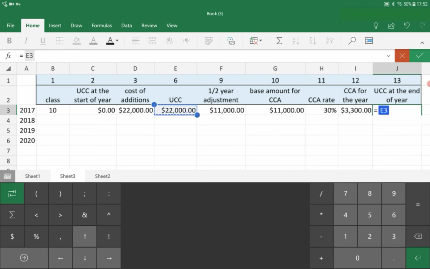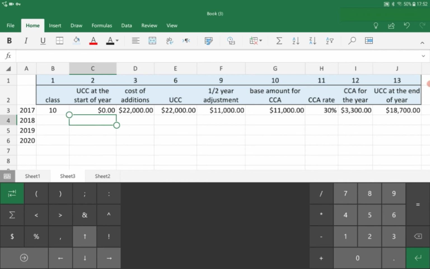But we're doing this calculation just to find the undepreciated capital cost of the vehicle at the start of year 2020. So the UCC at the end of the year is then the difference between the starting UCC and the amount of depreciation you claim. So now this amount at the start of the year will be the same as the UCC at the end of the previous year. You are not making any additions in year 2018.